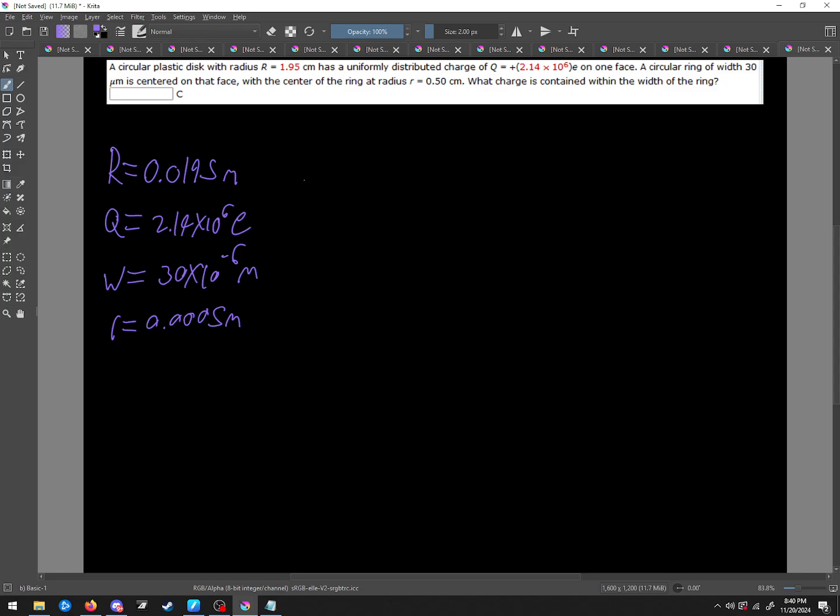Now the approximate charge on a ring is E equals Q over 4 pi epsilon 0, and I think this here is going to be x squared. Yes. Here says disc, plastic disc. So let's see, we've got this disc here, and one face of it has this much charge.